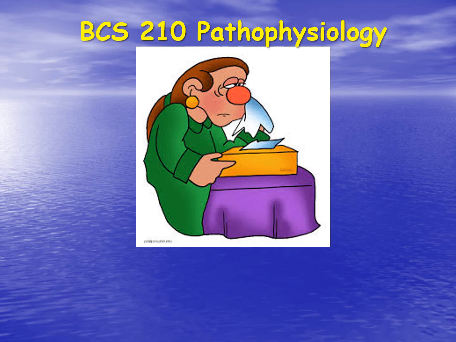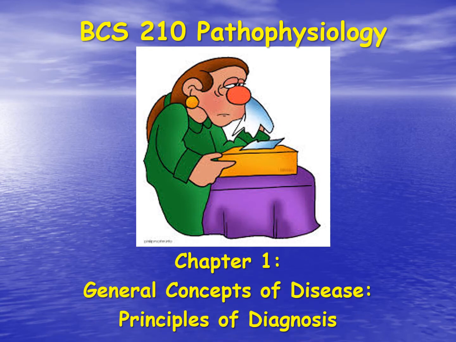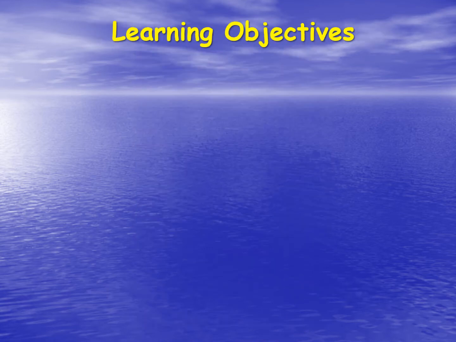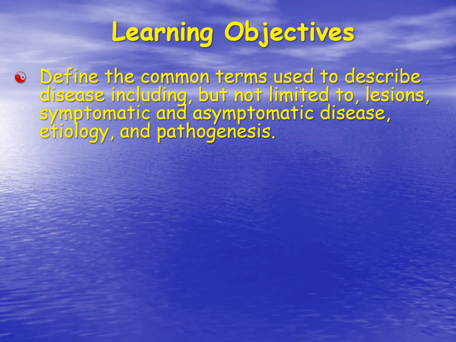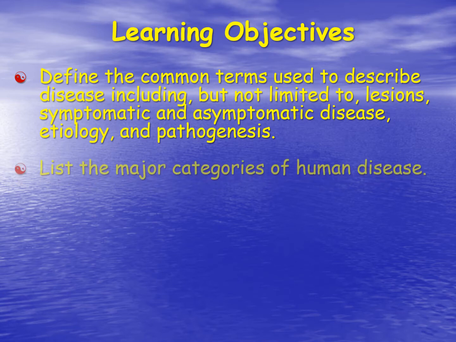And so we're just going to jump right into Chapter 1. In Chapter 1 we're going to look at the general concepts of disease. So this is kind of the introduction to what we're going to be discussing throughout the entire semester in the lecture material. Learning objectives of this chapter include being able to define the common terms used to describe disease, including but not limited to lesions, symptomatic and asymptomatic disease, etiology, and pathogenesis.